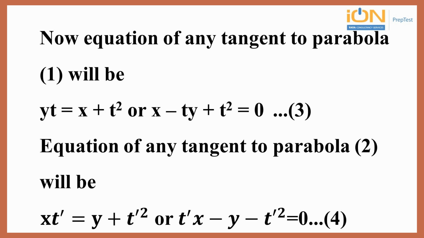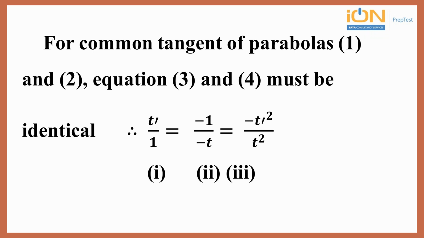Equation of any tangent to the parabola 2 will be xt' plus xt' is equal to y plus t'^2. That is, the roles of x and y, as you can see in equation 3, are interchanged. Therefore, we have t'x minus y minus t'^2 is equal to 0. But since we are looking for a common tangent, these two equations 3 and 4 have to be the same, and therefore the ratios of the like coefficients should be equal.